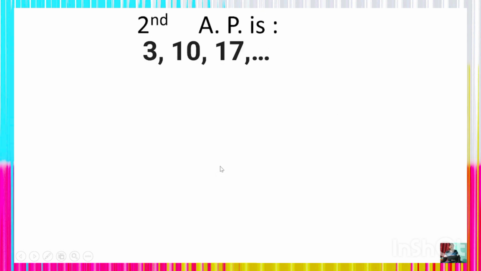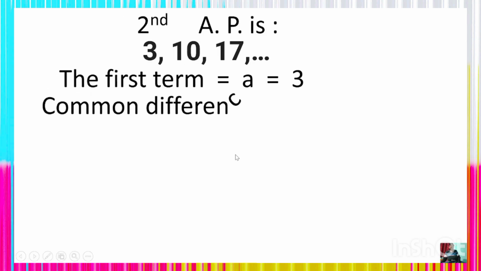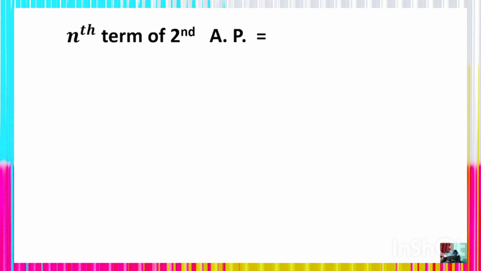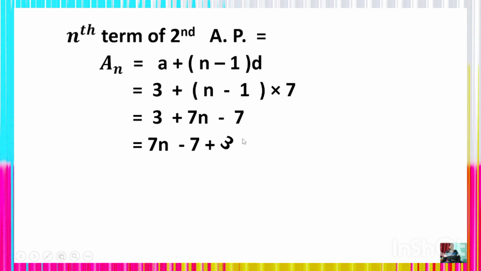What is the second AP? 3, 10, 17. The first term of the second AP, a, is equal to 3. The common difference d is equal to what? a2 minus a1, which is 10 minus 3, which is 7. The nth term of the second AP, capital An, is equal to a plus n minus 1 whole into d, which is 3 plus n minus 1 whole into 7. 3 plus 7n minus 7, after removing the bracket. After arrangement, An is equal to 7n minus 4, equation number 2.